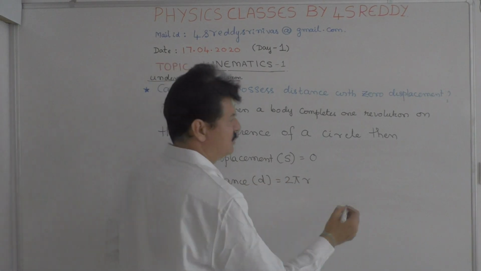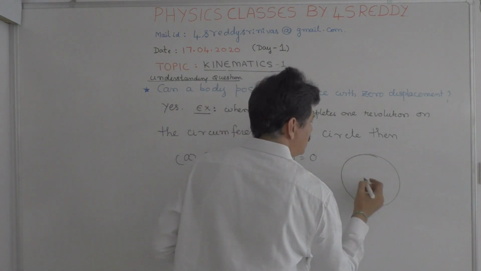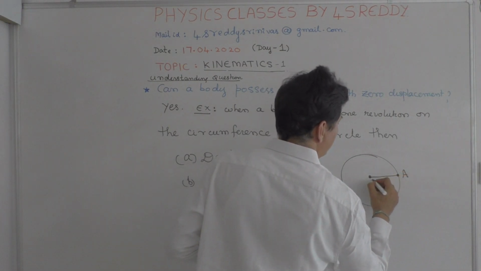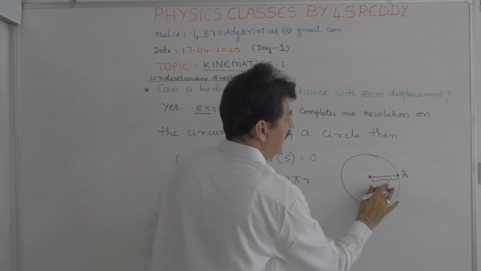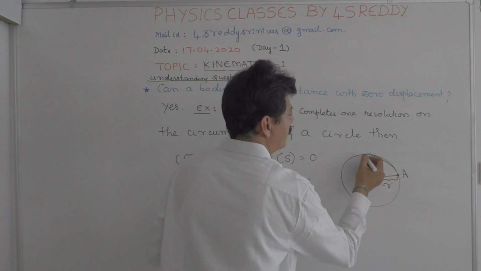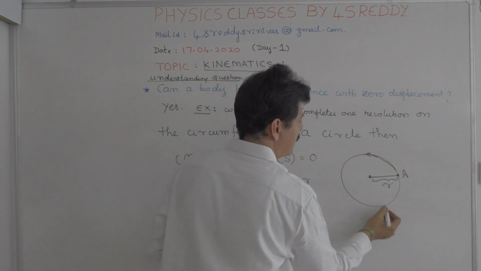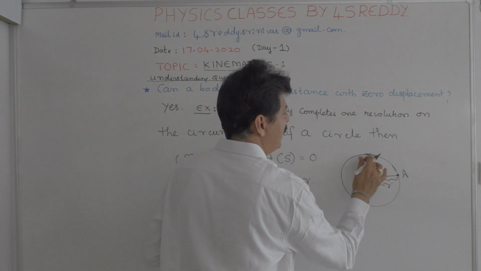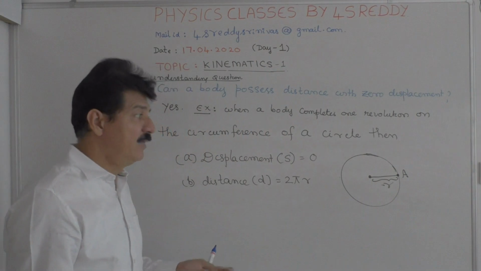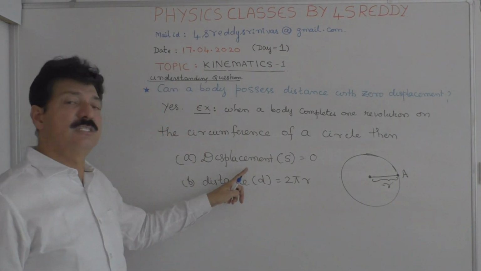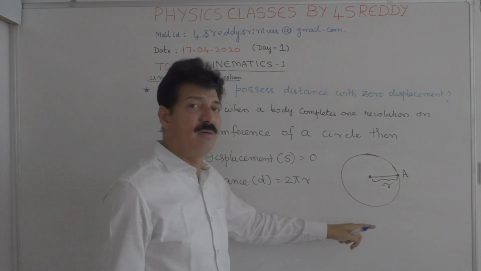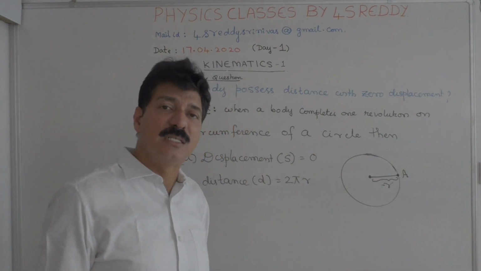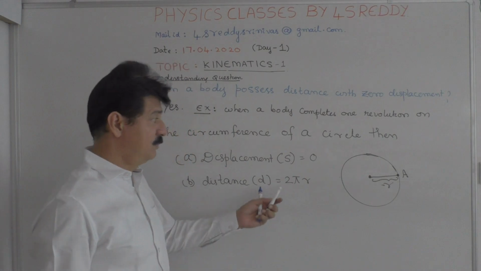Like that there are many examples. Here, suppose this is the circumference of a circle of radius r. Suppose the particle starts at point A, and after one revolution it comes back to the same point. So the initial point is A and the final point is also A. Therefore, the displacement is 0. But the distance traveled is the length of the path covered, which is equivalent to the circumference of the circle. So it is 2 pi r.